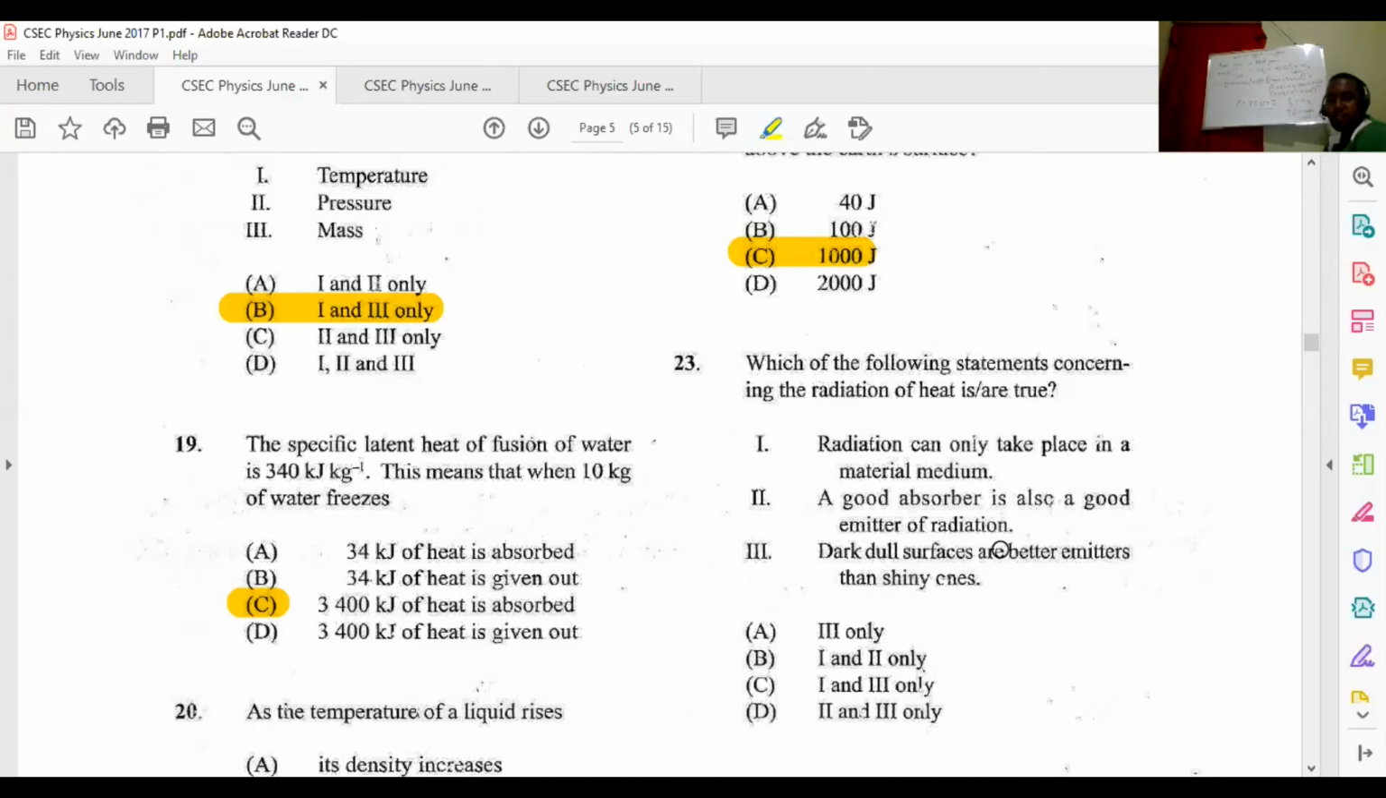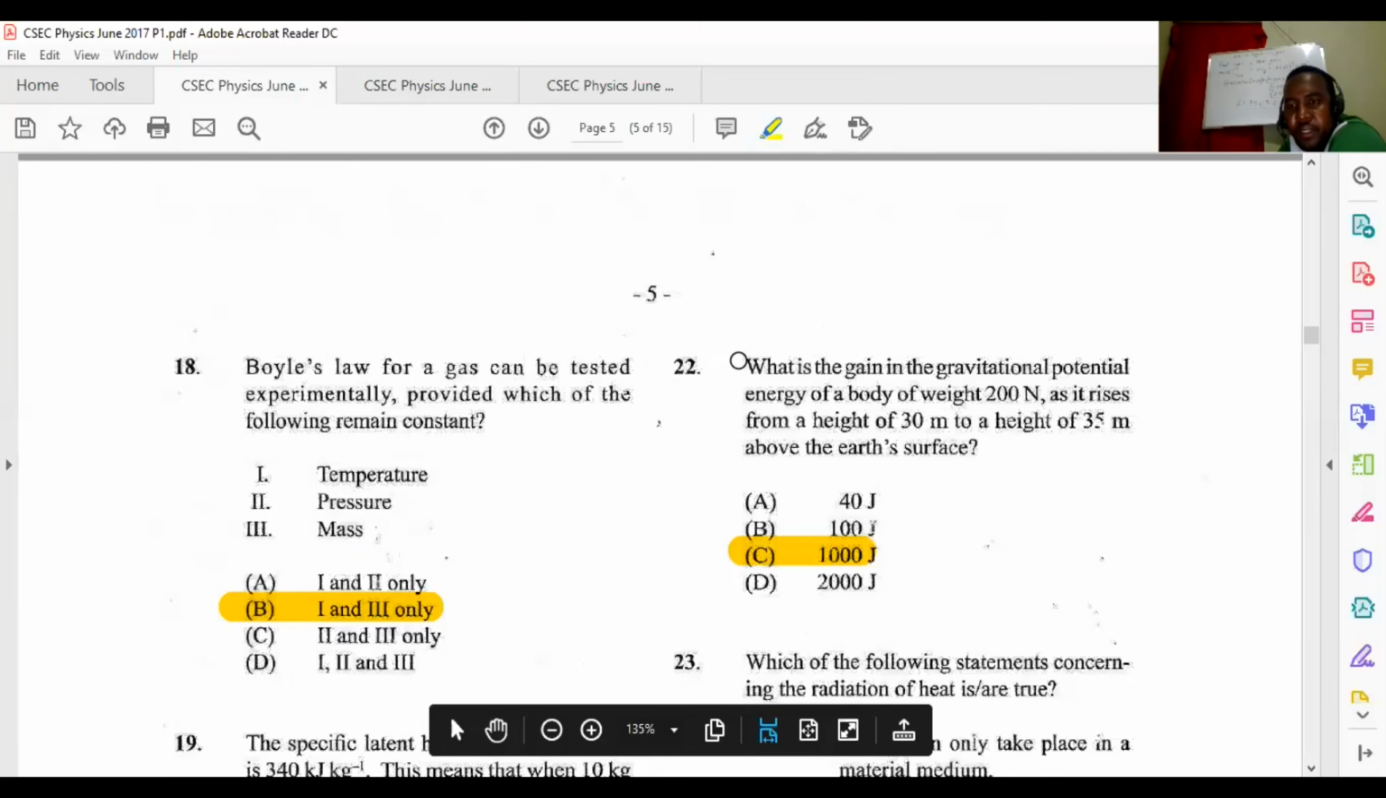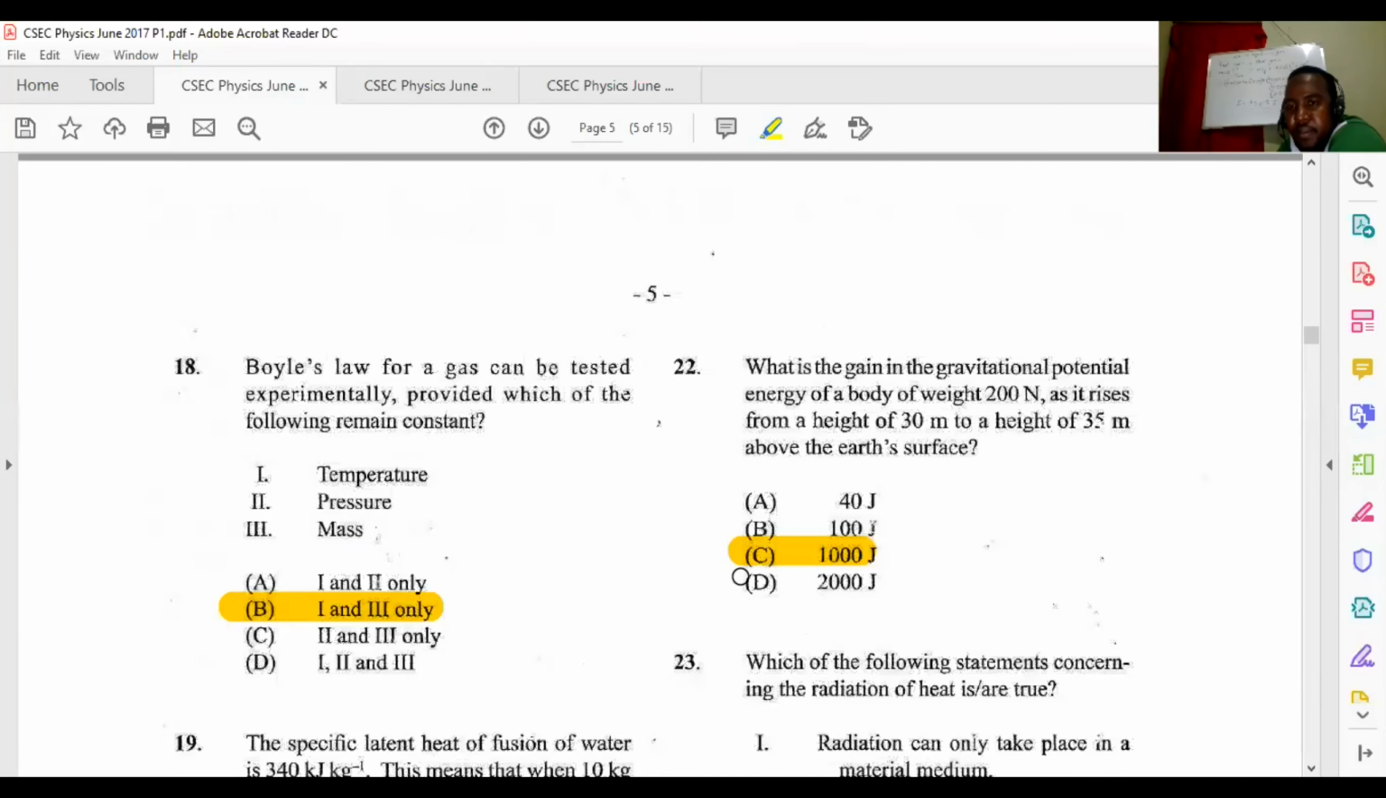D, so 2 and 3. Richard, please go up for a quick second, sir. Which question, 22? Yes, C. All right, sir, you can move on.